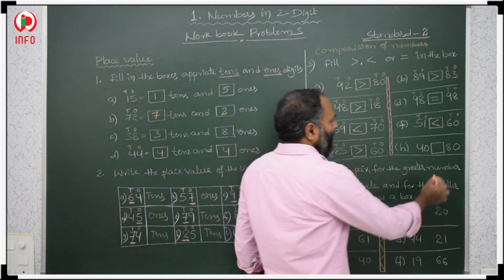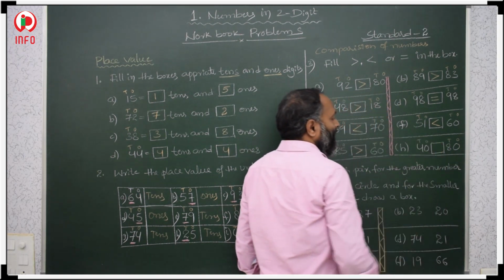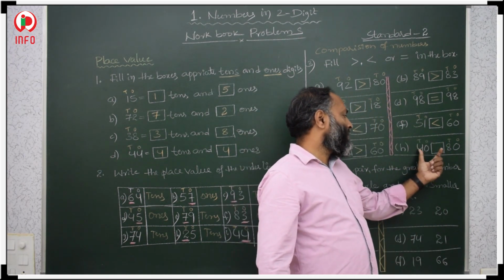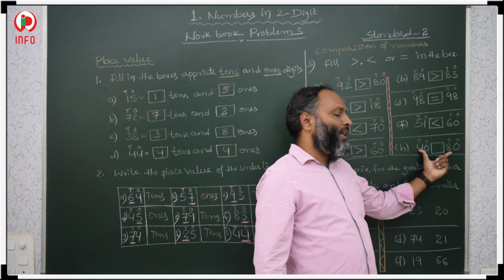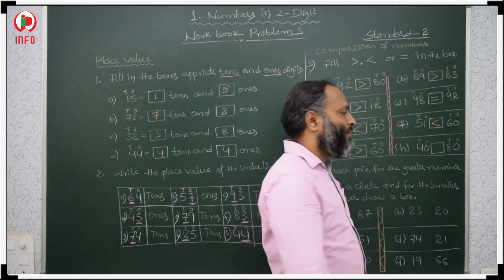Next, ones place, tens place, ones place, tens place. In the tens place 4 is there. In the tens place 8 is there. In 4 and 8, 4 is smaller, means less than.